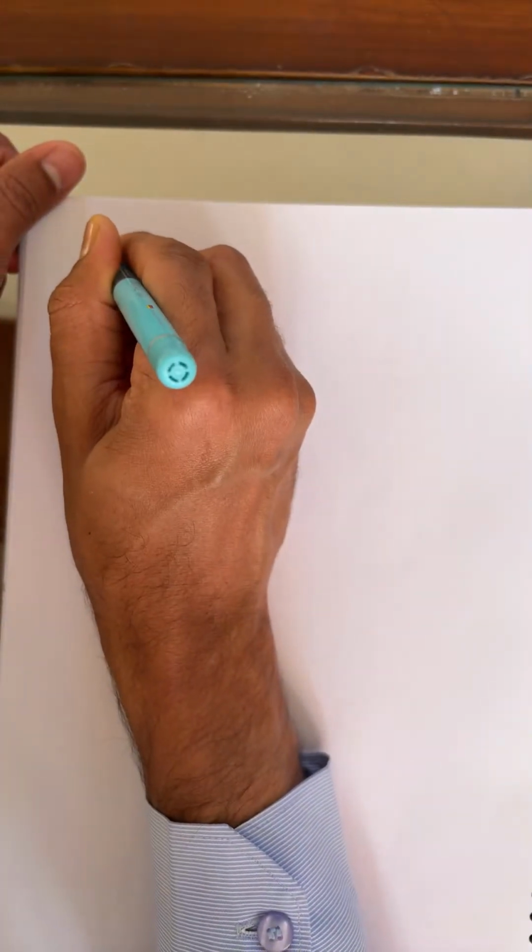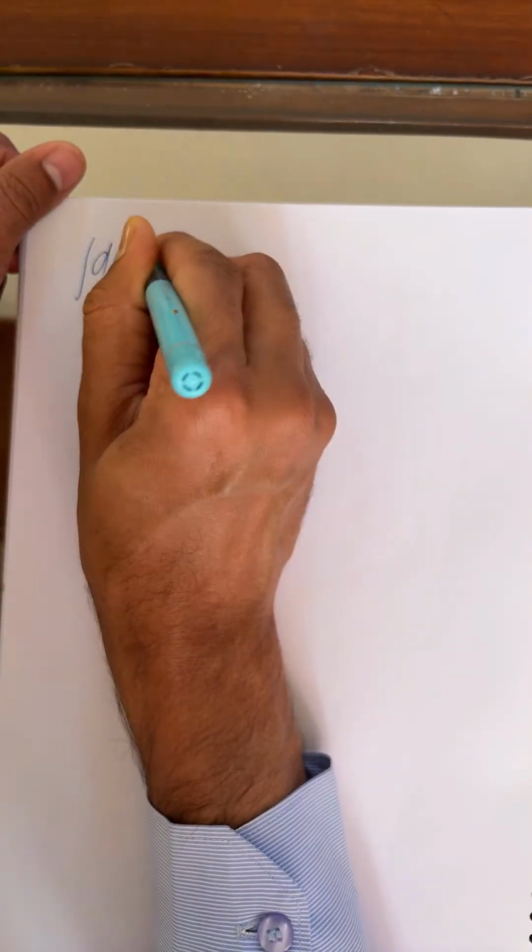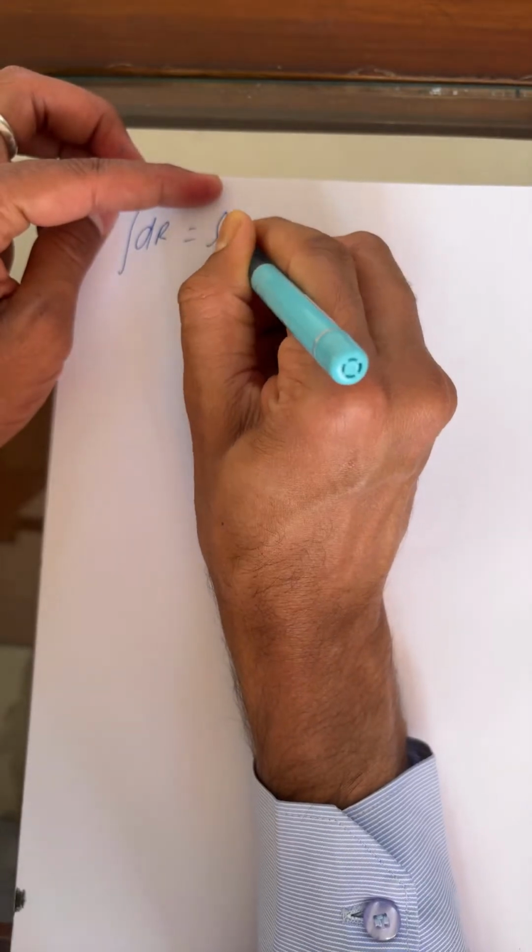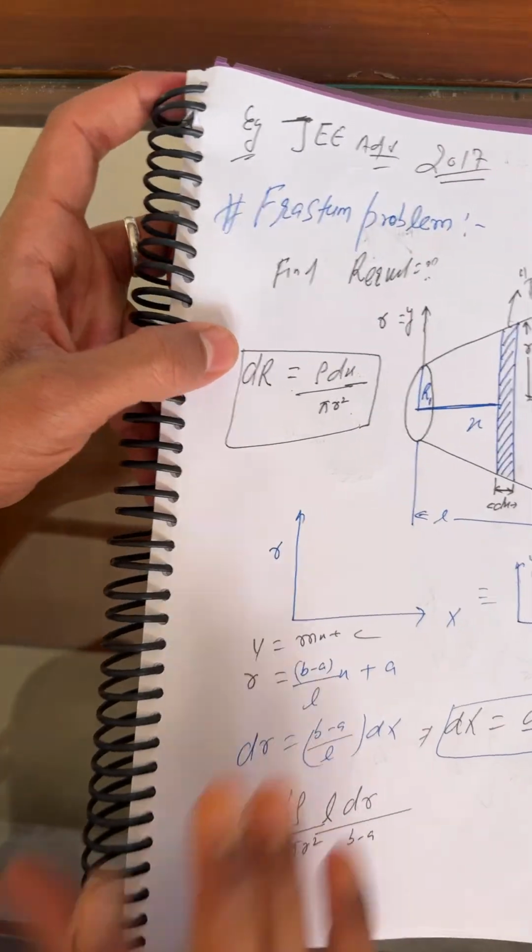So this is what we got here: dr equals rho L upon b minus a. You can take L into dr outside, upon pi r square.